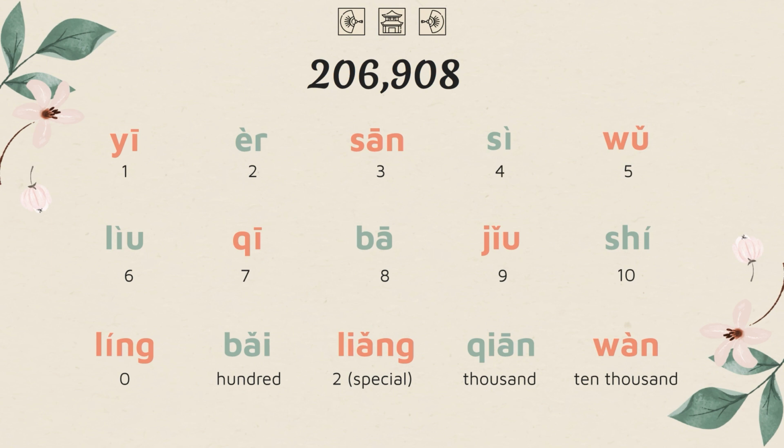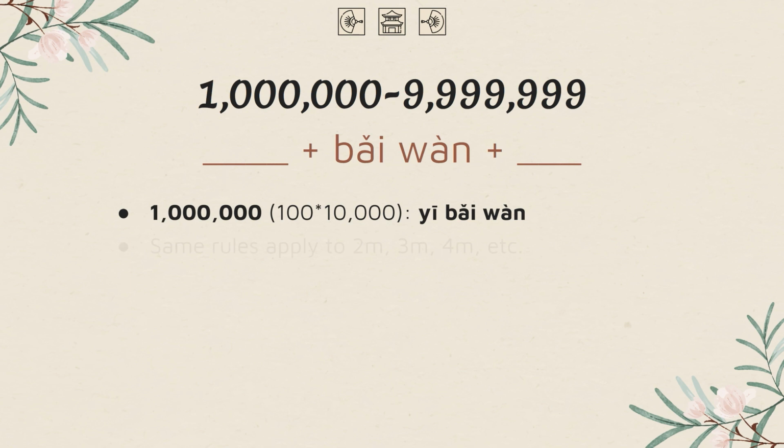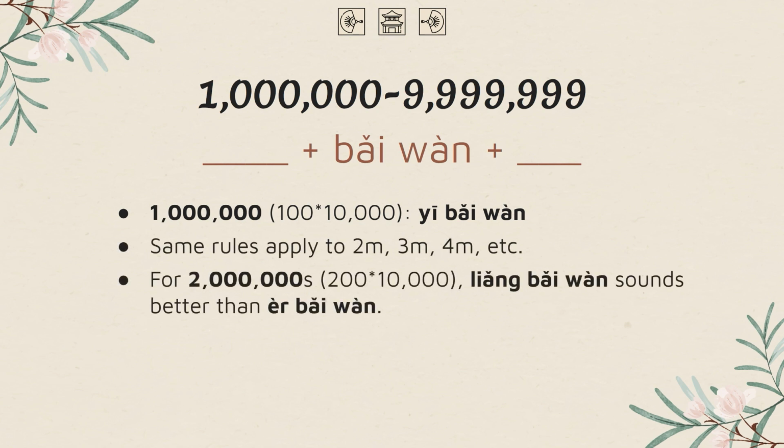Now next one, 206,908. So this one, you don't say "liang" anymore, you just say "er shi", 20 wan 6,908. If these numbers aren't challenging enough, now let's move into the millions. So to say 1 million, we say "yi bai wan", which is 100 wan. And all the rules that we've been going over still apply. For 2 million, we say "liang bai wan". It sounds better than saying "er bai wan".